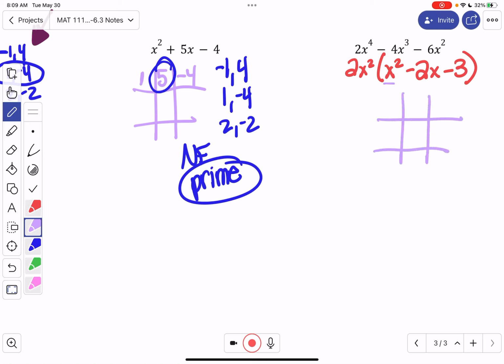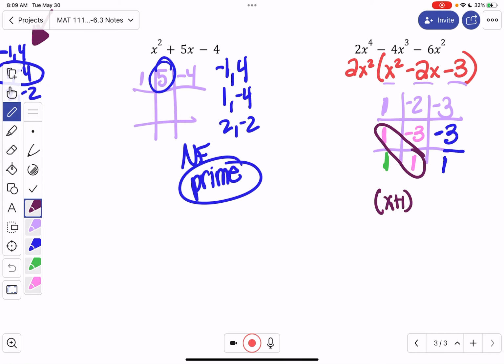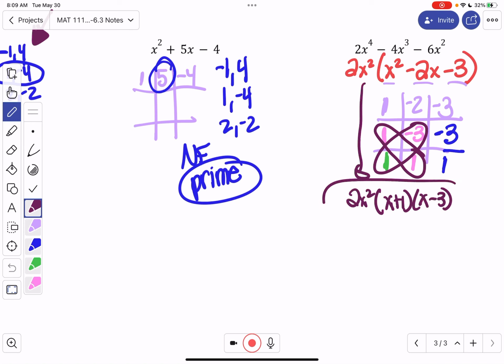Then we do with our new numbers, A times C. Factors of negative 3 would be negative 3 times 1. If we add those together, we get negative 2. Greatest common factor of the corners. Multiply up, multiply across, and then we circle and write. So that's x plus 1. That's x minus 3. And we're just going to bring down our greatest common factor in front. Now we have our factored form.